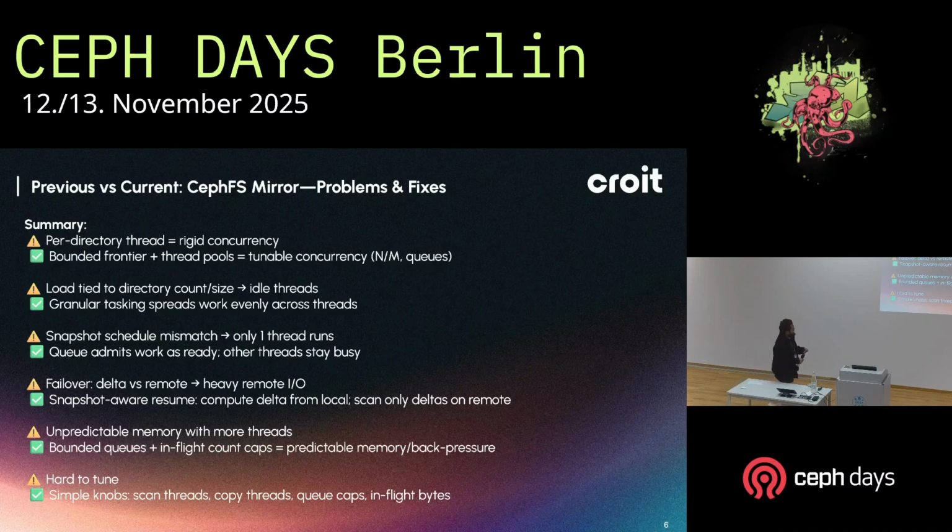And as I said, failover and delta remote. Previously, there was a problem with unpredictable memory, because you might need to load the whole file system level into memory. There were some fixes, but now we have predictable memory because we can limit the queue size. And previously it was hard to tune, and now there are simple knobs: how many scanner threads you want, how many file copy threads you want, queue capacities, and in-flight bytes.